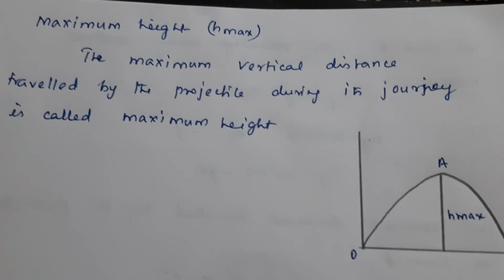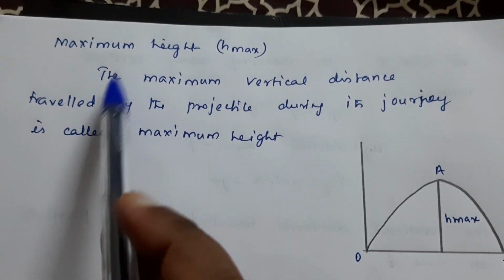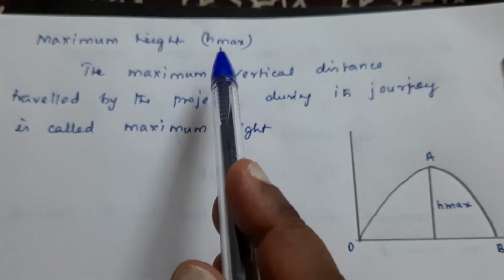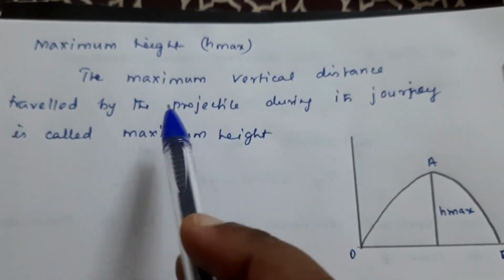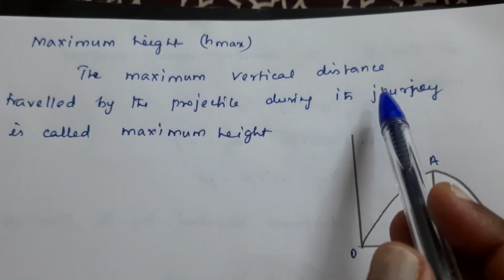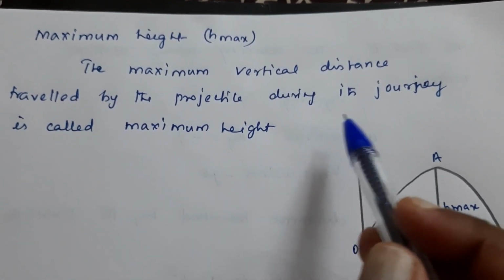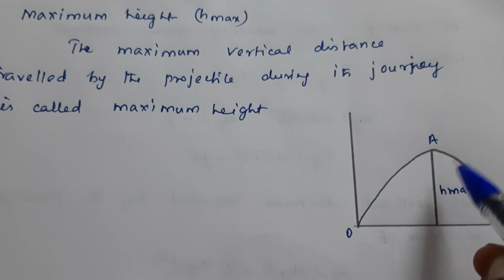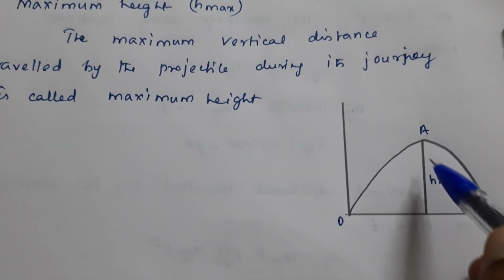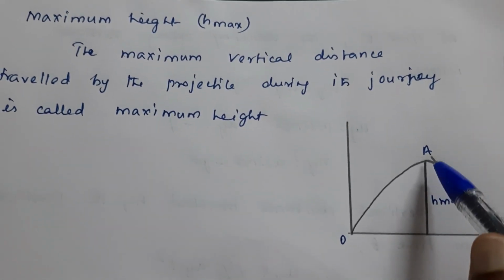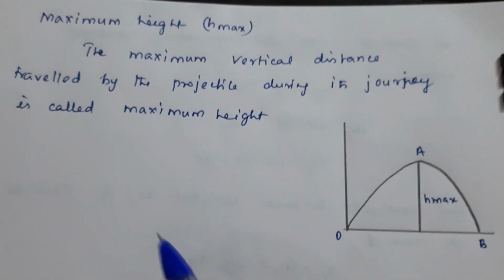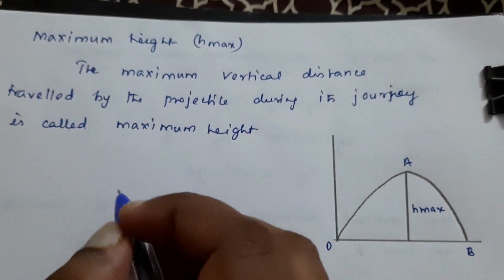Now maximum height. So the maximum height is represented by h maximum. The maximum vertical distance traveled by the projectile during its journey is called the maximum height. So this is the maximum height the projectile attained. Okay. So how to find out the maximum height?